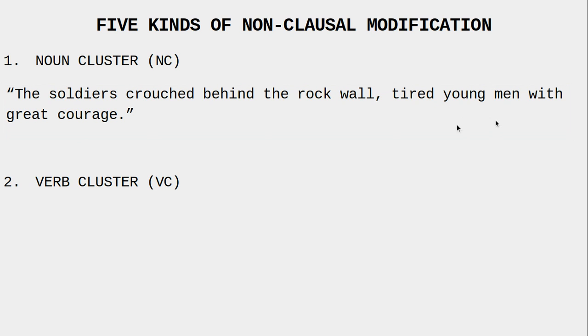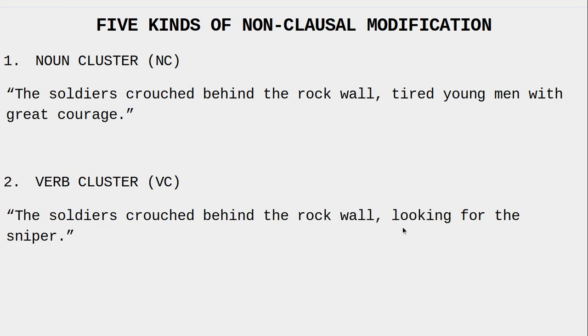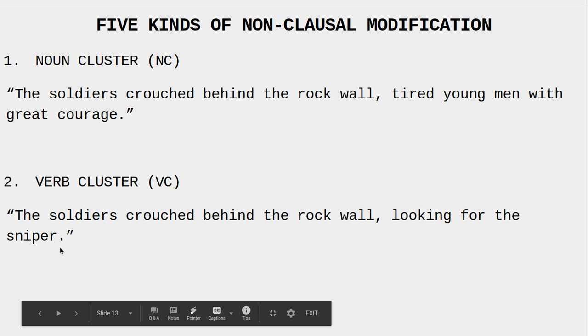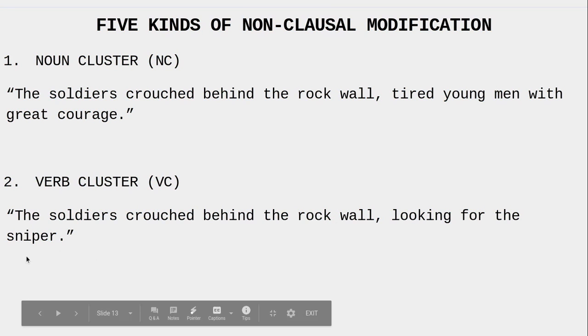All right, the second kind of non-clausal modification is called a verb cluster. And we abbreviate that with VC. A verb cluster is just like it says. It's going to use words clustered around a particular verb form to again modify one portion or one part of this main clause. Here's the main clause. I'm going to use the same main clause in all of these examples, all 5 of these. The soldiers crouched behind the rock wall, looking for the sniper.